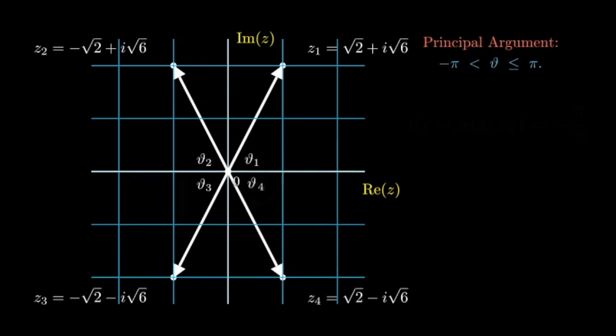So we need to always make sure that the argument lies between minus pi and pi. If you end up with an answer that lies outside of that range, you have to add or subtract some multiple of 2 pi. So one very nice application of complex numbers is that we can use complex numbers to find exact values of trigonometric functions.